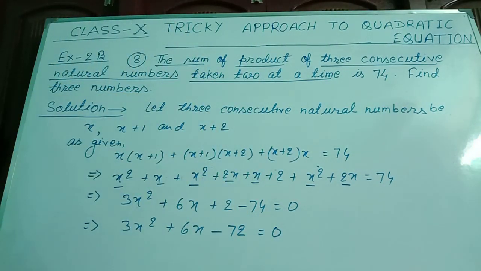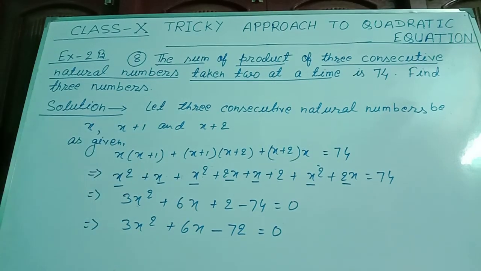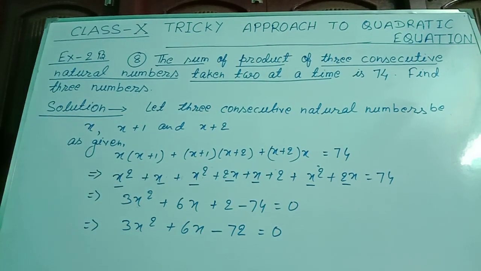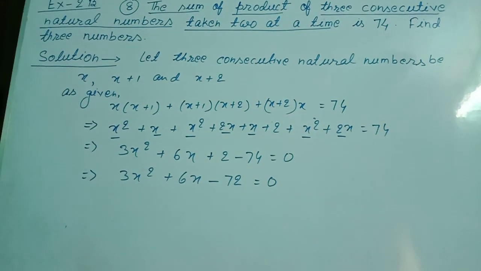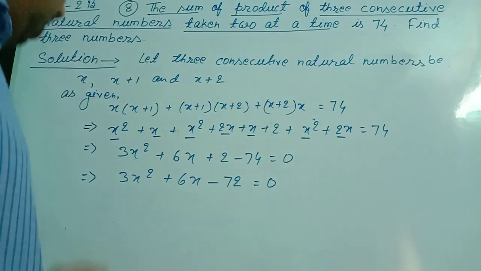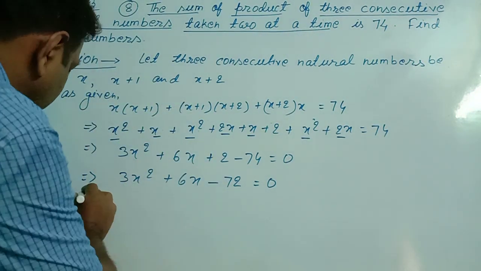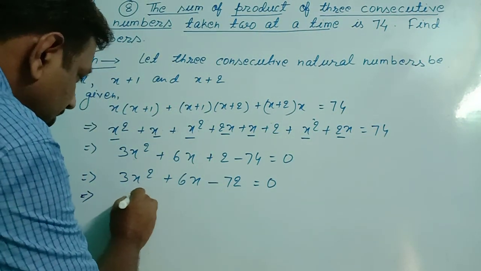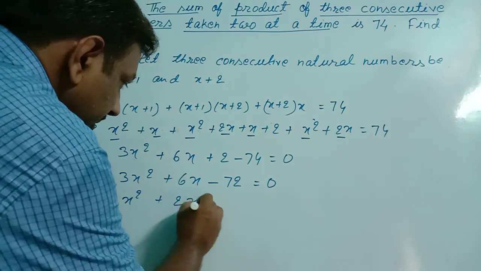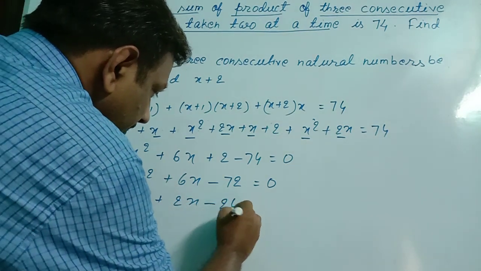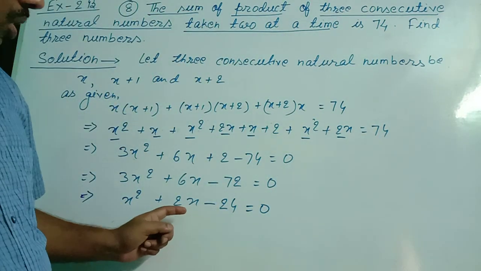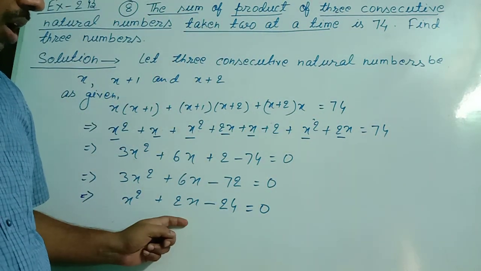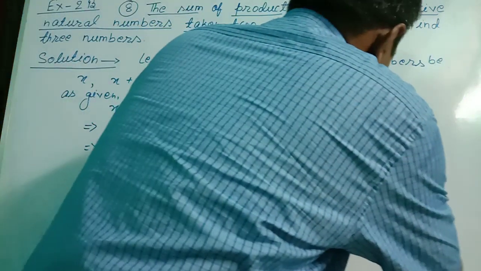All these three terms are divisible by 3. So our quadratic equation became x square plus 2x minus 24 equal to 0; 3 4s are 12, 3 8s are 24. Now for this equation I shall apply one trick today to find the value of x.